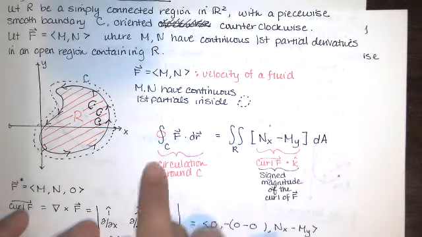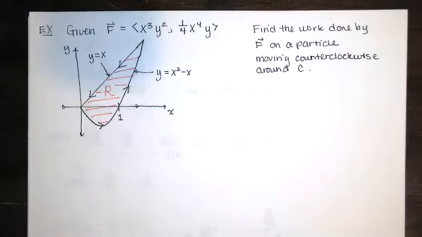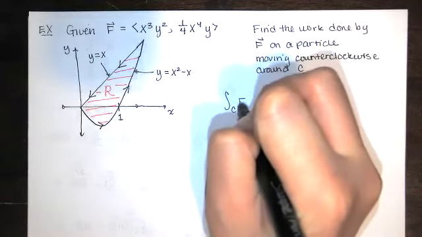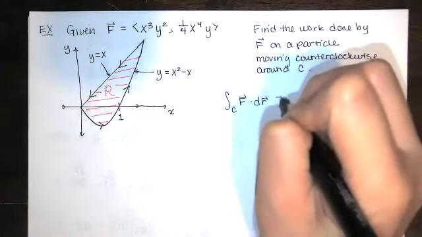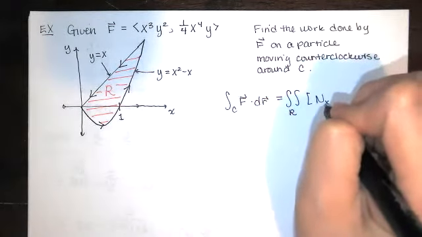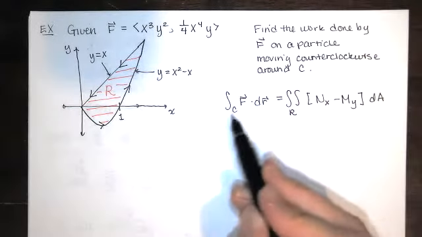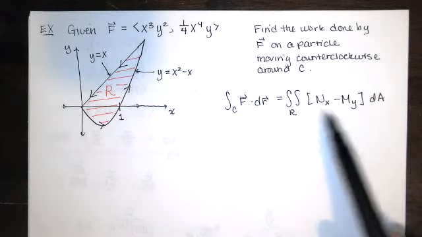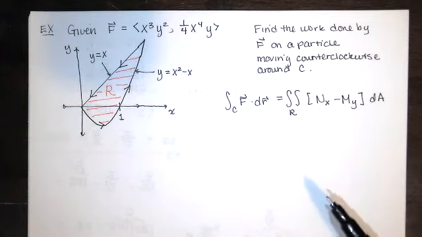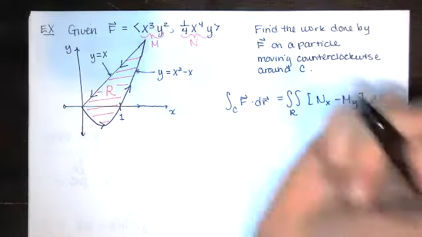Now this is the interpretation if F is the velocity of some fluid, but that's not what we have here. We're asked to find work. But remember, work is given by that same line integral. According to Green's theorem, this is equal to the partial of N with respect to x minus the partial of M with respect to y. And this line integral over C is equal to the double integral of this function over the region R. Since all the conditions check out, we can just apply the theorem.